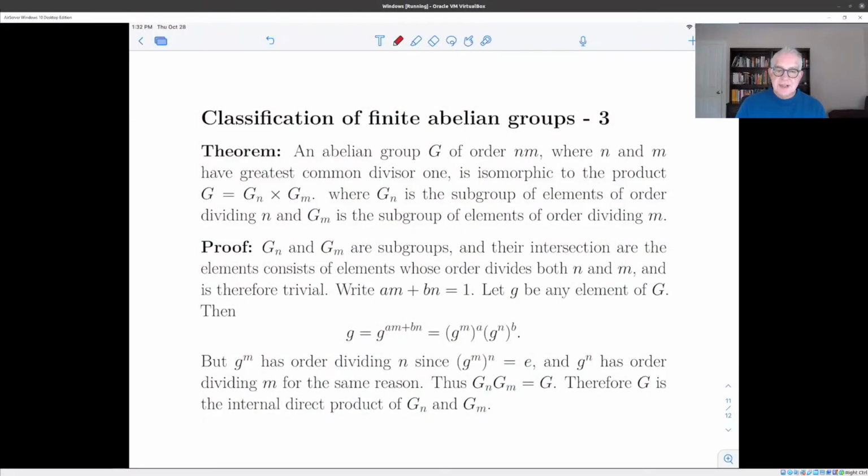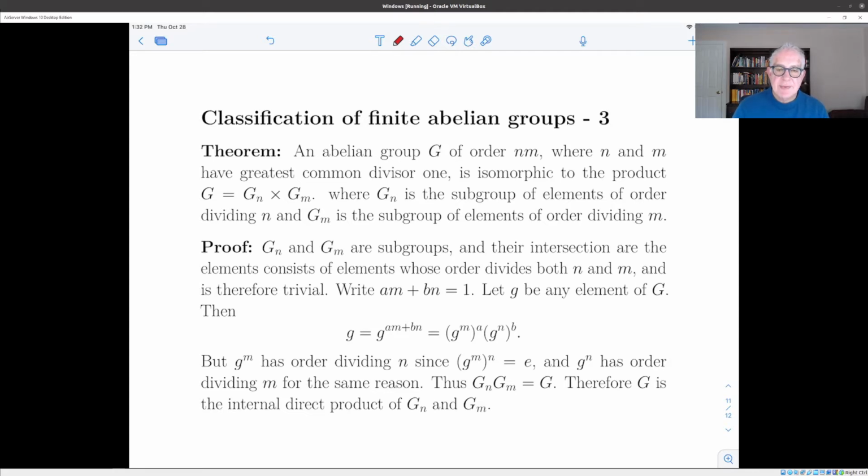Hi, everybody. So now we're going to do one more step and then put all the pieces together to get the proof of the fundamental theorem of classifying finite abelian groups. So far, we've completely analyzed abelian p groups. Now let's consider the case where the group doesn't have prime power order.